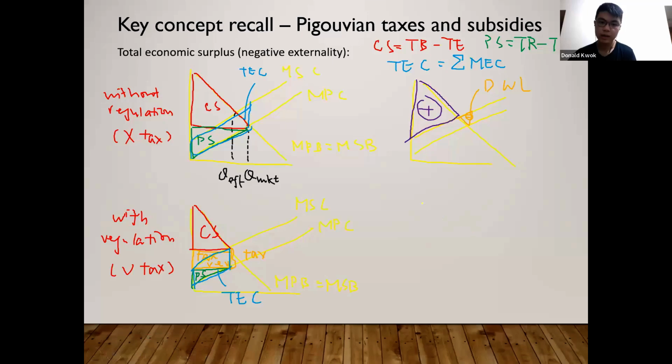And again, after dealing with these overlapping areas, you should be able to find out the area of total economic surplus, which would be the purple plus triangle here. As you can see, after imposing a per unit tax, the total economic surplus will actually increase. Right, so that's all for the welfare analysis under the case of negative externality.